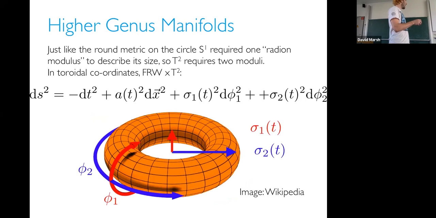That's just now drawing that onto our toroidal coordinates. Sigma 1 is the size of the circle going from the middle out through the hole, and sigma 2 is the size of the radius, kind of from the middle to the outside.